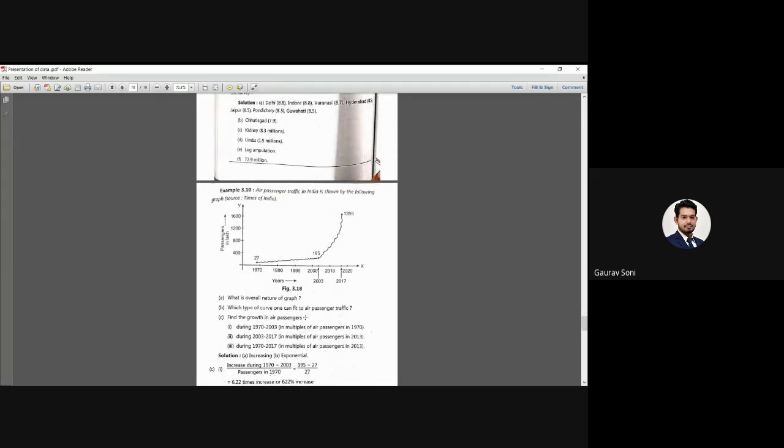So air passenger traffic in India is shown by the following graph. What is the overall nature of the graph? It is of course increasing, right? Yes, from 27 to 1398. Yes. So which type of curve one can fit to air passenger traffic?